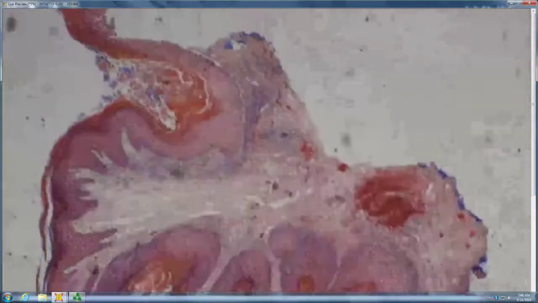What other syndromes can have multiple angiofibromas? MEN, which one? MEN1. What else? Birt-Hogg-Dubé. Those would probably be your biggest, right? All right.